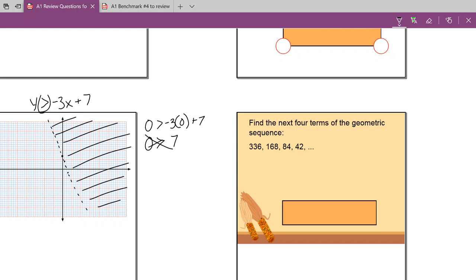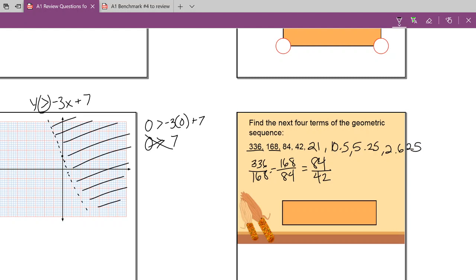We can just find the ratio by doing this one divided by this one. So 336 divided by 168 should be equivalent to 168 over 84, which should be equivalent to 84 divided by 42, and so on and so forth. Once we see this pattern, we know that we are dividing by 2 in each of these cases. So I can continue the pattern and say 42 divided by 2 is 21, divided by 2 is 10.5, divided by 2 is 5.25, and then lastly divided by 2 is 2.625.